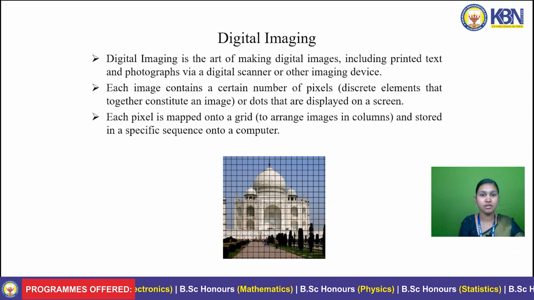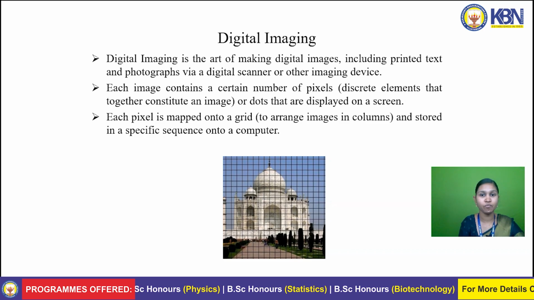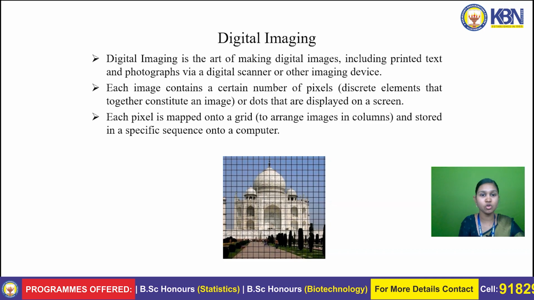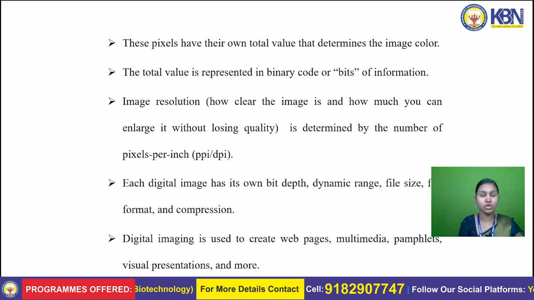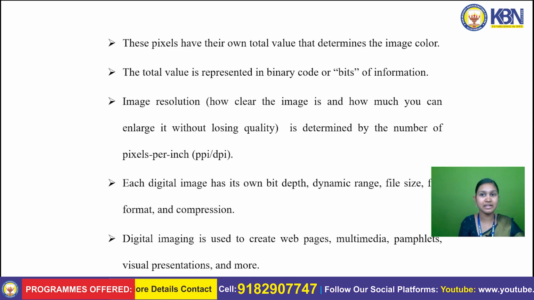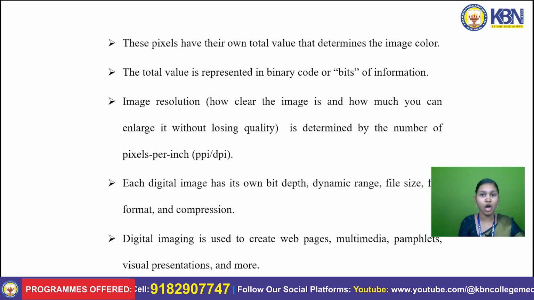Each pixel has grids. What is the meaning of a grid? They arrange the image in columns. The pixel has a total value that determines the image color. How do we determine it? The pixel value is represented by binary code. It means bits of information.